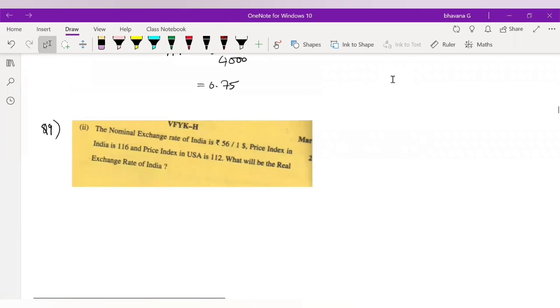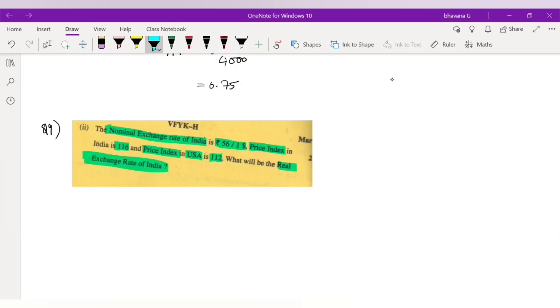Okay, now we are going to move on to the 9th question. This is a little bit of a different question. Here they have told you that the nominal exchange rate of India is 56 rupees for $1, and the price index in India is 116 and the price index in USA is 112. What will be the real exchange rate of India?